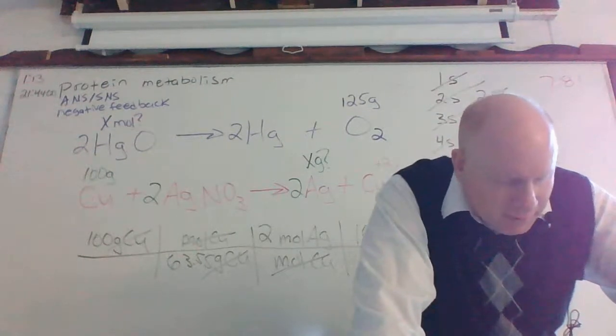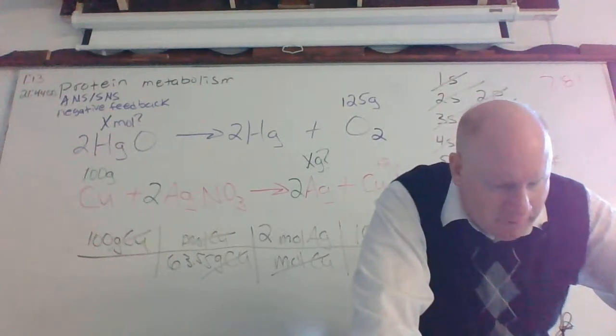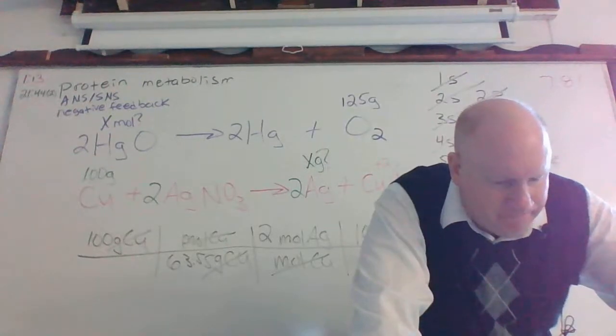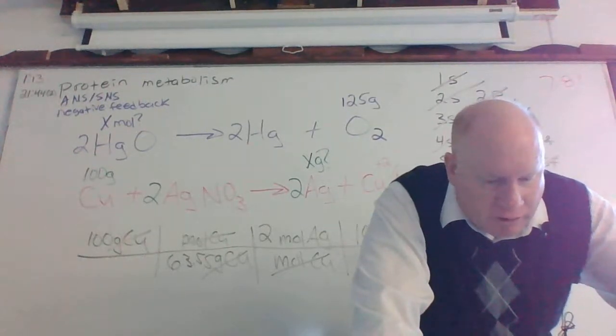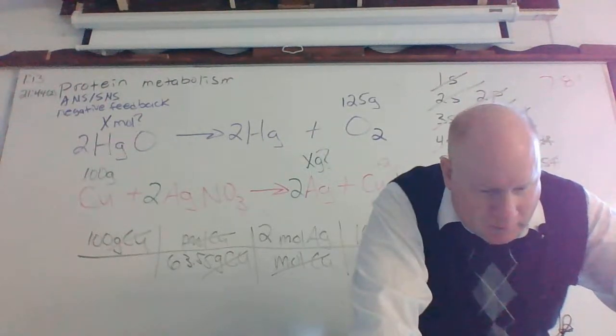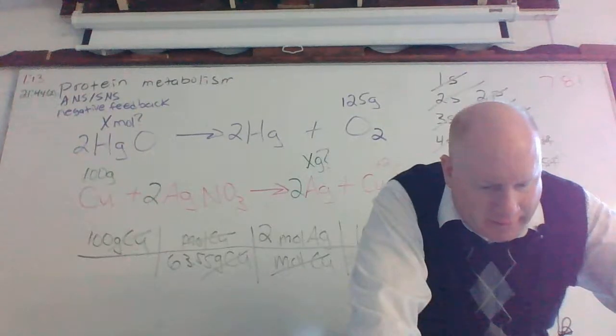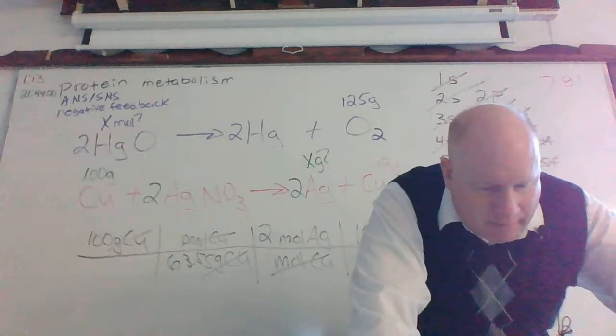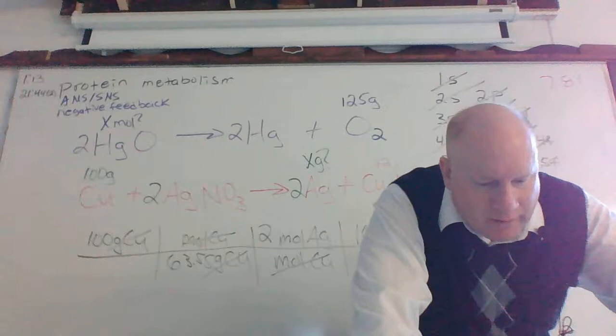Okay. Well, let's go ahead and look at the section review then. Number 4 on the section review on page 311 says, when sodium chloride reacts with silver nitrate, silver chloride precipitates. What mass of silver chloride is produced from 75 grams of silver nitrate?